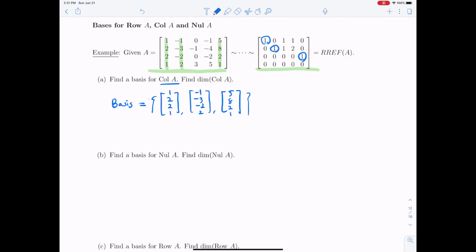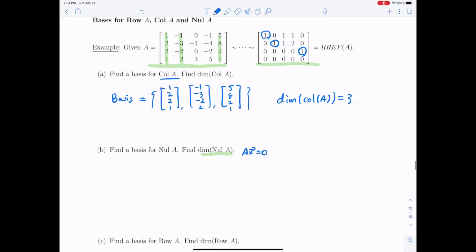So we can tell that the dimension of the column space equals 3, which is the number of the basis vectors. And for the null space, we know that the dimension of the null space corresponds to the number of free variables in the homogeneous matrix equation Ax = 0. And those free variables correspond to the non-pivot columns in the reduced row echelon form. So the dimension has to equal 2.